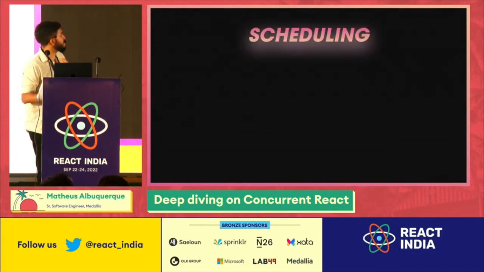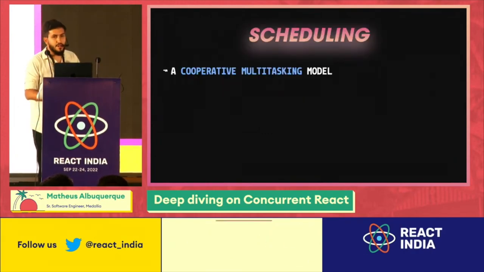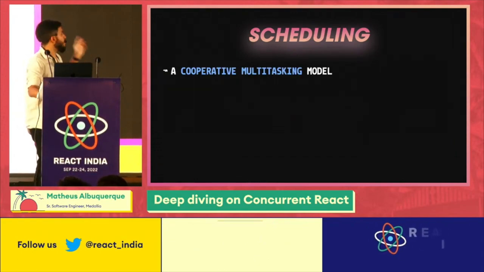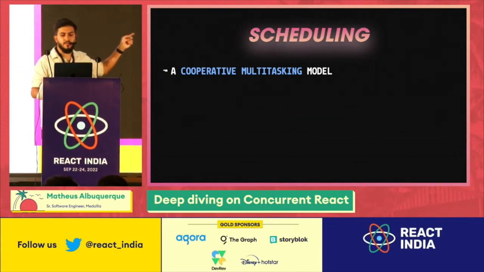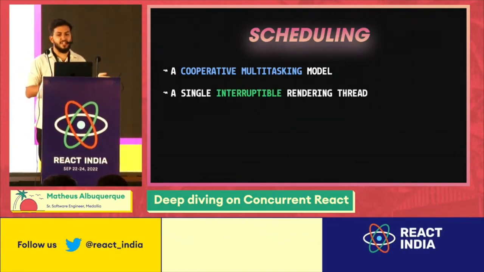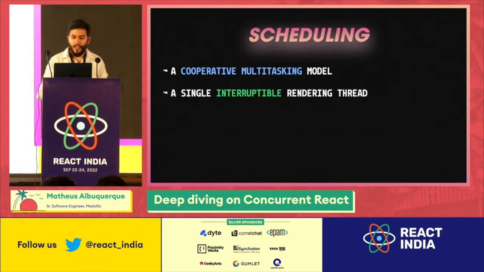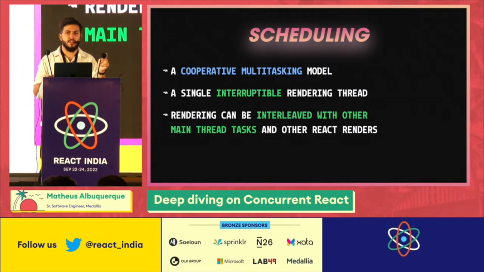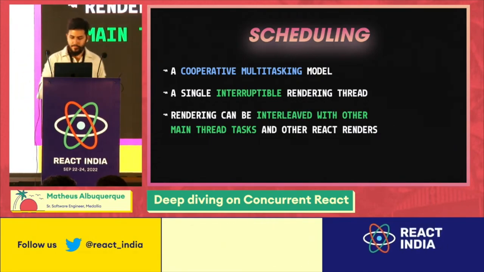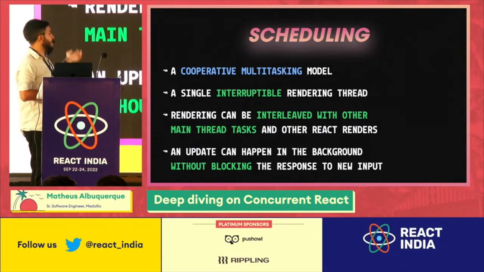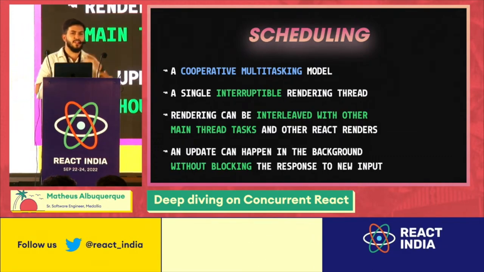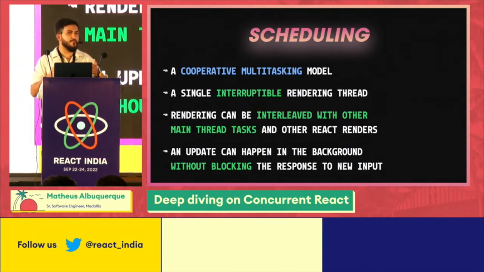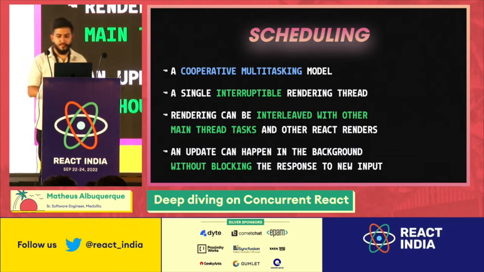So talking about scheduling in React, now that we know there's no parallelism, there are no workers or anything like that, what we do have is a multitasking model that's cooperative, and we have a single interruptible rendering thread. Because of that, rendering can be interleaved with other browser tasks, including React renders. And because of that, an update can happen in the background without blocking the response to new input, for example, and then React is able to resume the execution.